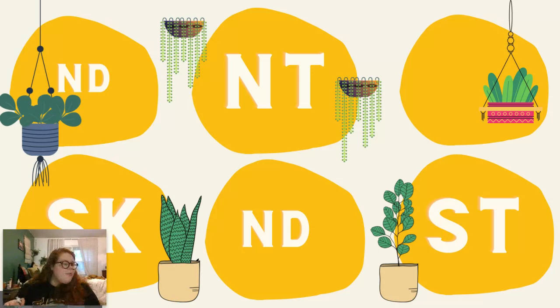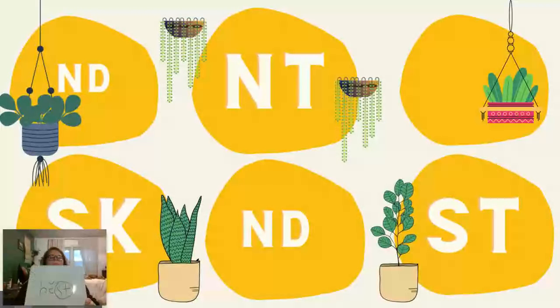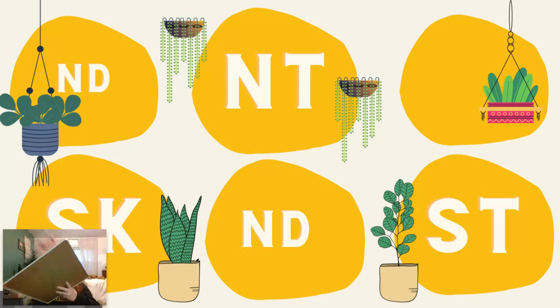The next word I want you to do is best. B-E-S-T. Best. Circle your blend and mark your vowel. B-E-S-T. Best. Good job. Okay? And your last word, already to our last word.